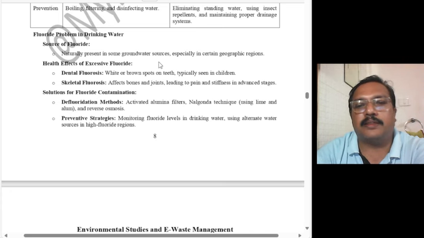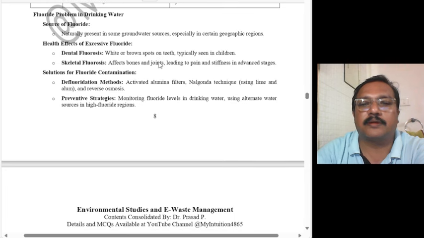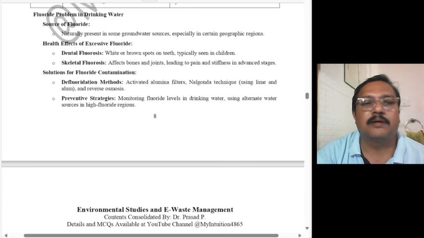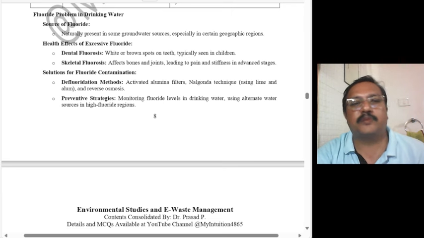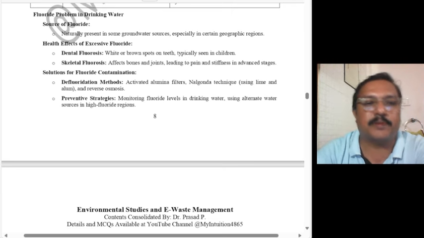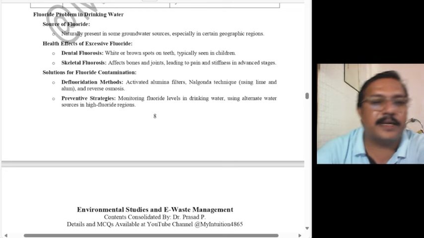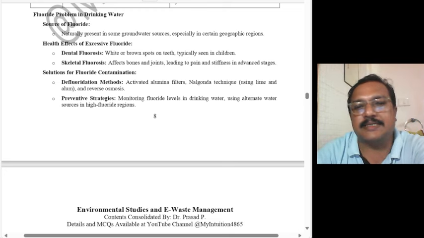Then the health effects of excessive fluoride content. As I said, a small amount of fluoride is needed for our teeth health, but too much fluoride leads to health problems. Some of the issues caused by high fluoride levels are dental fluorosis and skeletal fluorosis.